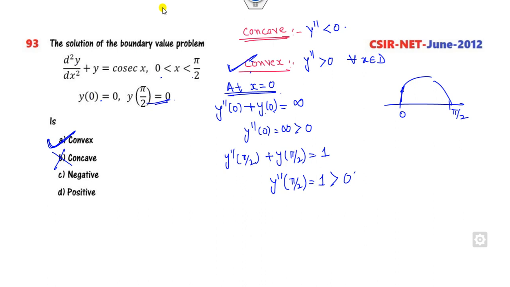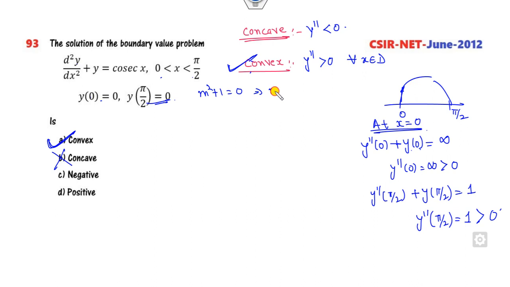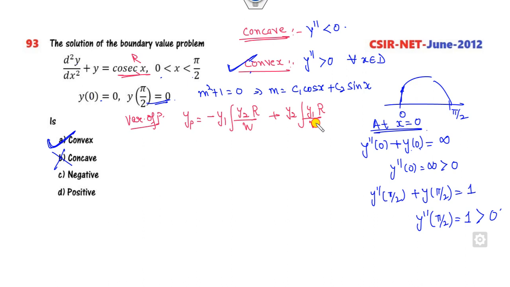Now you have to find the solution. How do you find it? We will see whether it is positive or negative. Firstly, the auxiliary equation, m square plus 1, so the solution is c1 cos x plus c2 sin x. Fine. How do you find the particular solution for cosecant? You have to use the variation of parameters method. So what is yp? yp is minus y1 times integral of y2 r over W plus y2 times integral of y1 r over W, where r is my right-hand side. What is W? The Wronskian, which is the determinant of y1, y2, y1 dash, y2 dash: cosine, sine, minus sine, cos. So that is 1. So the Wronskian is 1.